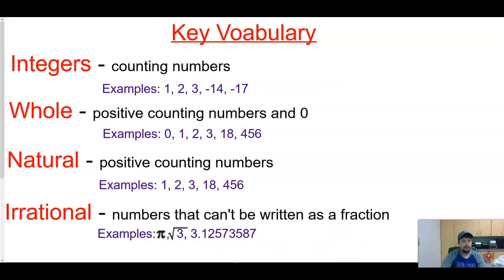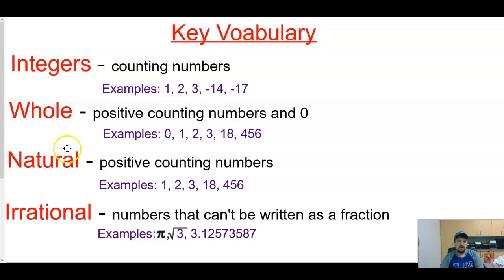Okay, integers. Integers are our counting numbers. So just our regular numbers that we normally count with ever since you were a little kid. 1, 2, 3, 4, 5, 6, 7, 8, 9, 10. And it's also their negatives. Negative 1, negative 2, negative 3, negative 14, negative 17. So any of our counting numbers. So they don't include decimals. They don't include fractions. It's just our regular counting numbers.